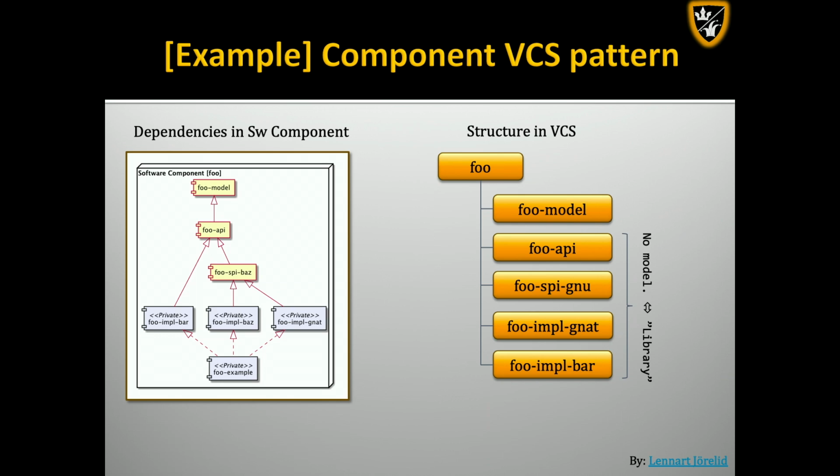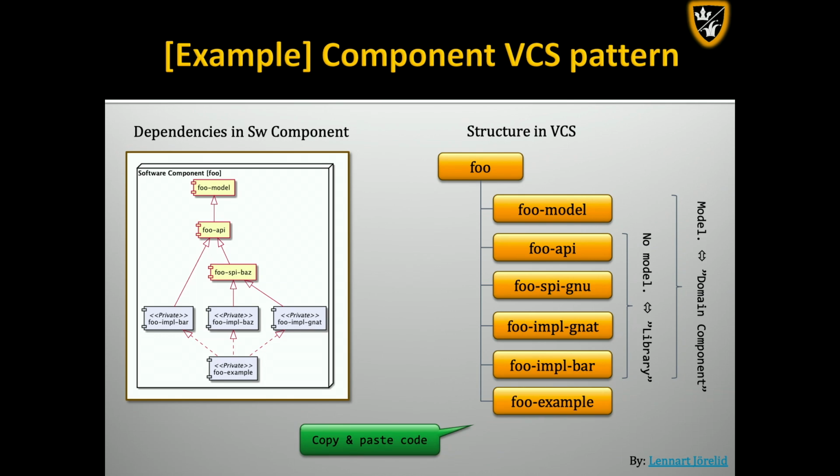So if you don't have a model, then you basically produce a library. And if you do have a model, you've got some kind of domain component. Nothing strange there, just pretty much business standard. And you could also be very kind to developers and include an example project with copy and paste code. How do you use the API? Well, take a look at the unit test within the example project and copy and paste from there.